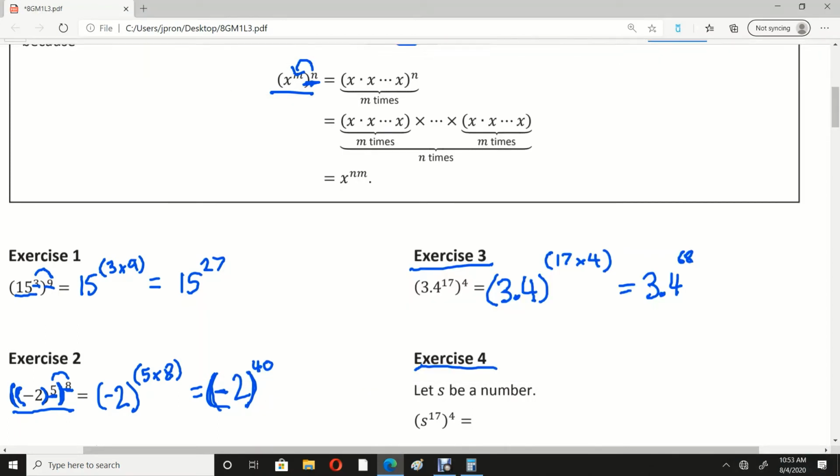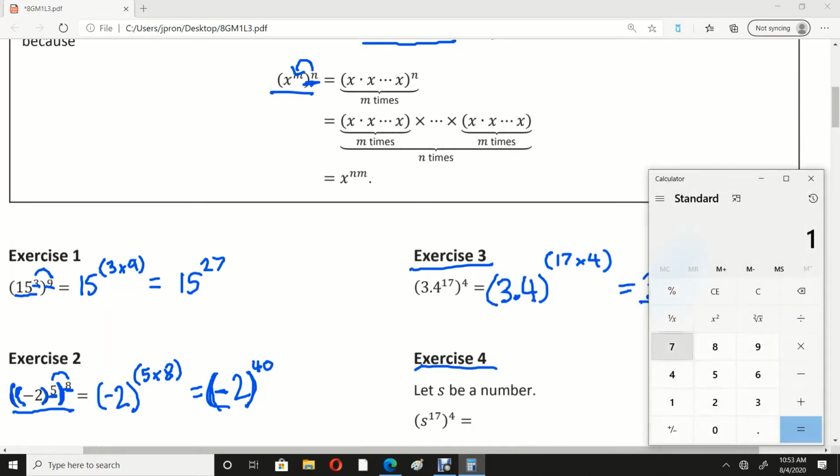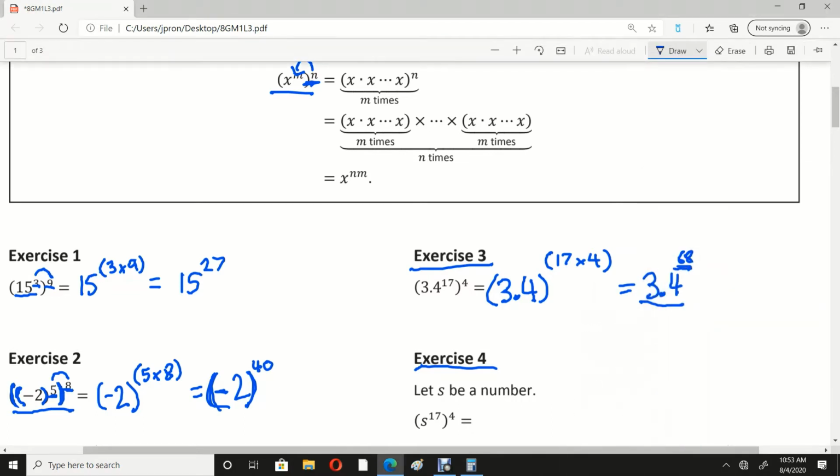Again, guys, I appreciate your hard work. So for exercise 3, you should have come up with 3.4 to the 17th to the times 4 power, which when we simplify is 3.4 to the 68th power. Take your calculator, 17 times 4, 68. Okay, in case you couldn't read my 68. So you should have got 3.4 to the 68th power.